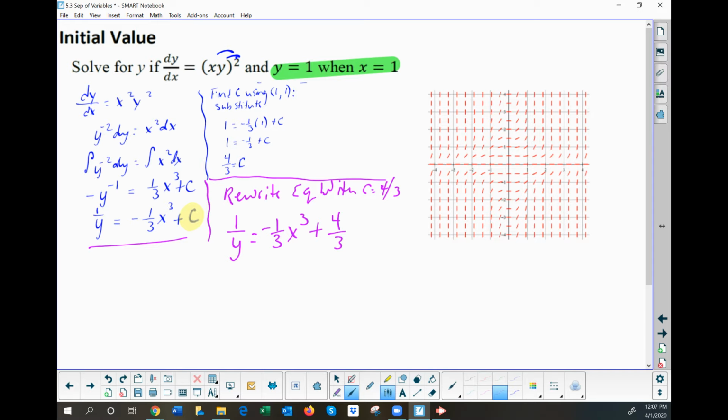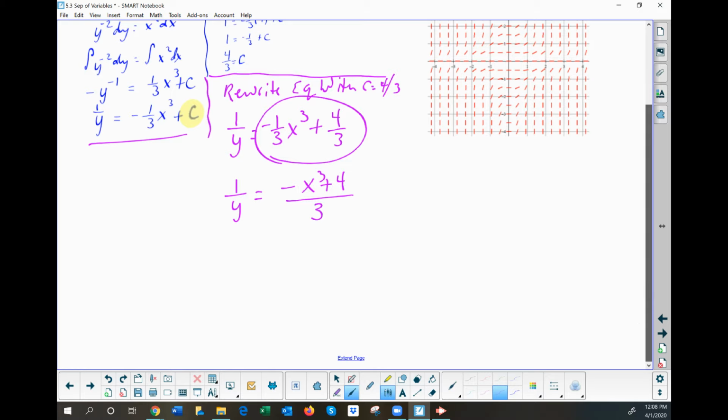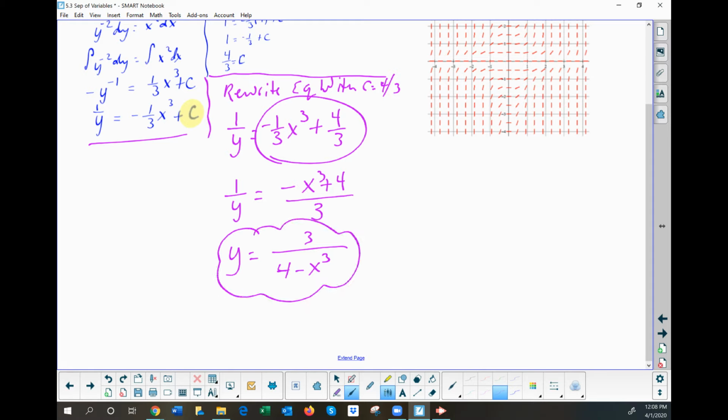Let's simplify this, writing it rather than having two fractions. Let's merge this together: negative x cubed plus 4, common denominator of 3. And then now take that trick and let's just flip things over. So y equals 3 over negative, well, I'm going to write 4 minus x cubed. Then I don't have to lead off with that negative. You'll see that sometimes in math textbooks that they prefer that phrase rather than negative x cubed plus 4. That is all that was asked to do on that one, was solving for it.